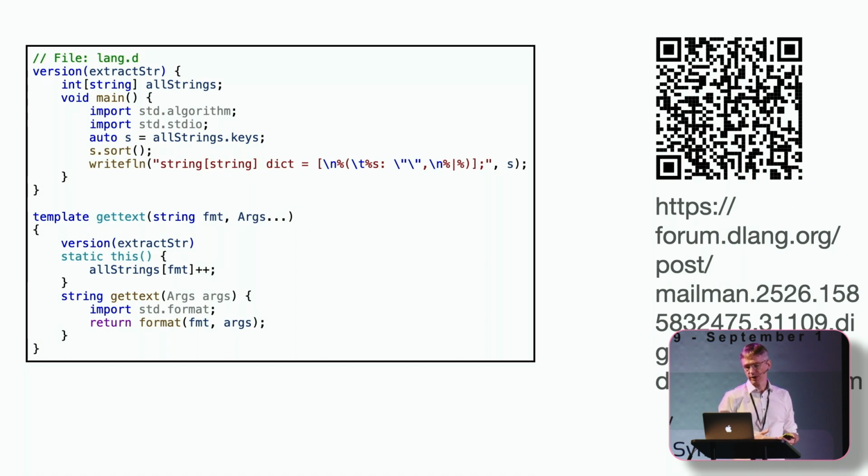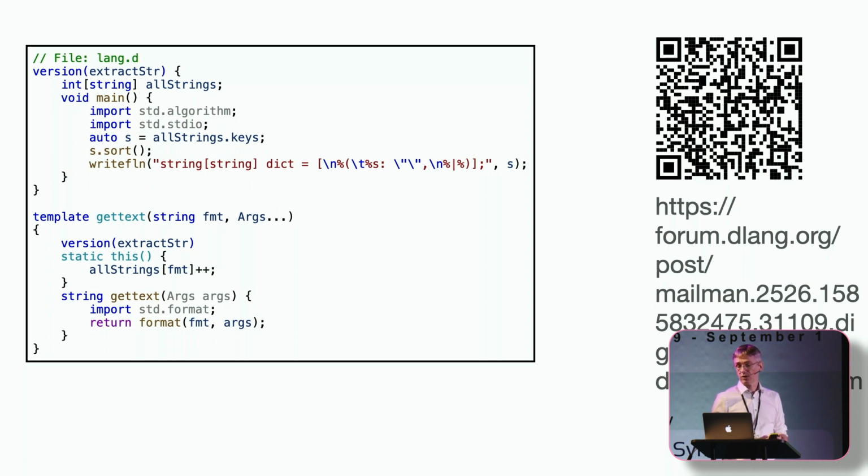His proof of concept stretches over several short files. The most important one looks like this, and this covers the string extraction. String lookup is ignored. So when version extract string is on, we see that there is a global dictionary defined, and the main function that writes out the contents of that dictionary. Secondly, there's a template taking a string argument, and when version extract string is on, a module constructor is injected that inserts the string into the dictionary.